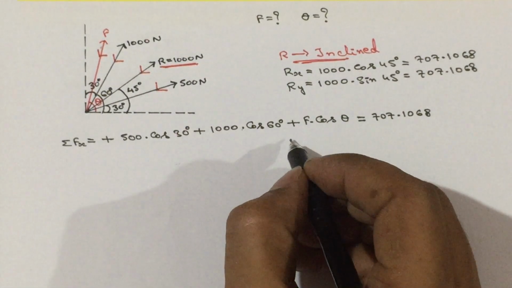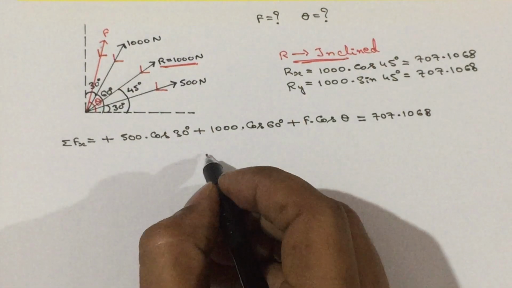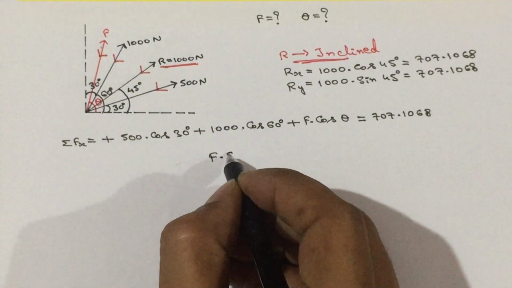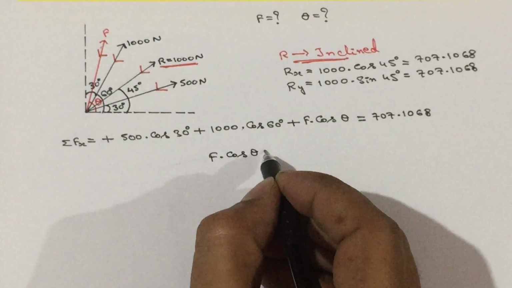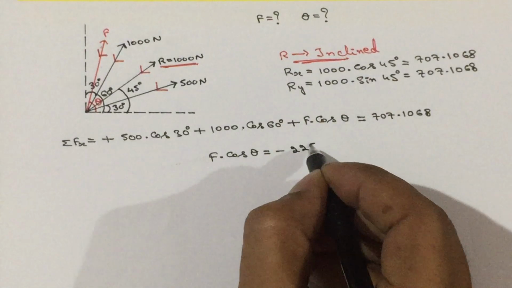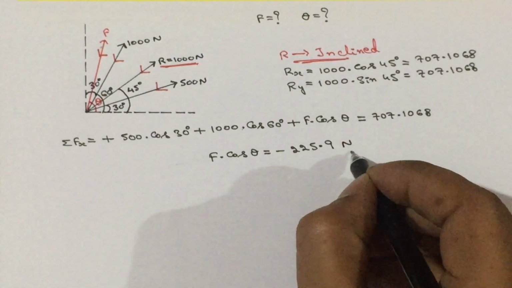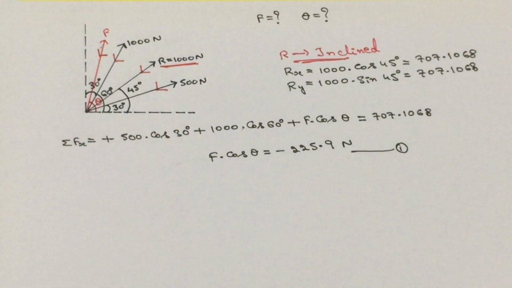So keep the F cos theta one side, all other terms to the another side. You are going to get it as F cos theta will be equal to minus 225.9 Newton. Take it as equation 1.